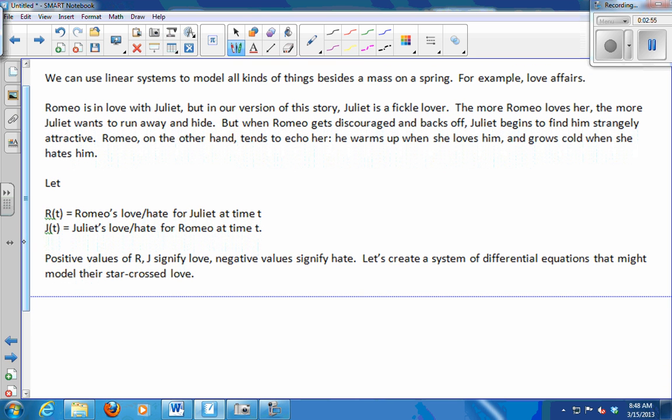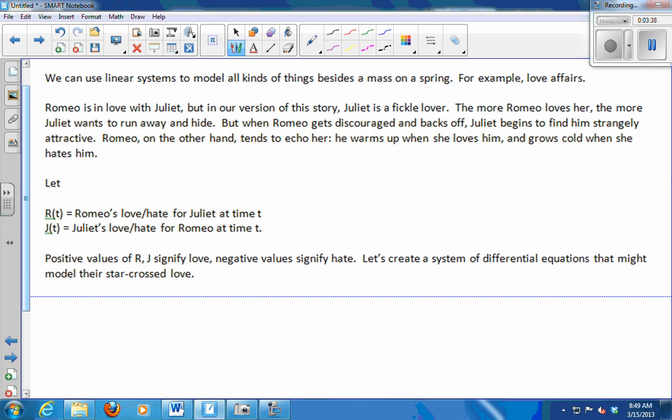All right, so we can use linear systems, though, to model all kinds of things besides the mass on a spring. Your textbook models the profit of 2 cafes that are competing for business, but we can also use them to model love affairs. Okay? So Romeo's in love with Juliet, but in our version, the more Romeo loves her, the more Juliet feels smothered, right? And then when Romeo starts to get discouraged because she doesn't like him, he starts to back off, Juliet finds herself strangely attracted to him again.